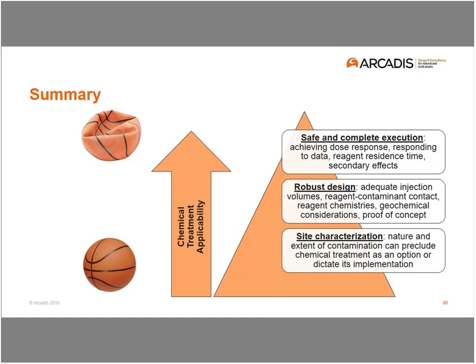The second part of that pyramid is a robust design, understanding the injection volumes, the reagent contaminant contact, and the chemistries, the geochemistry, treatability studies for proof of concept, and the like. And then lastly, when it comes to implementation, safe and complete execution. We deal with some dangerous chemicals with ISCO: strong acids, strong bases, strong oxidants, strong reductants. So it's very important that we minimize the worker interaction with these chemicals to the extent practical.